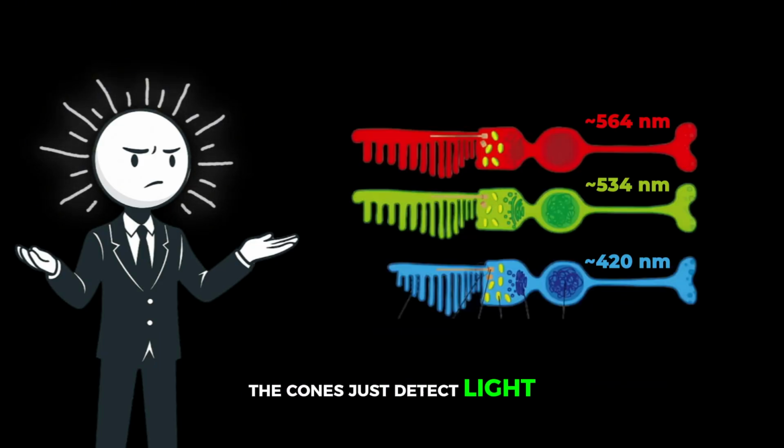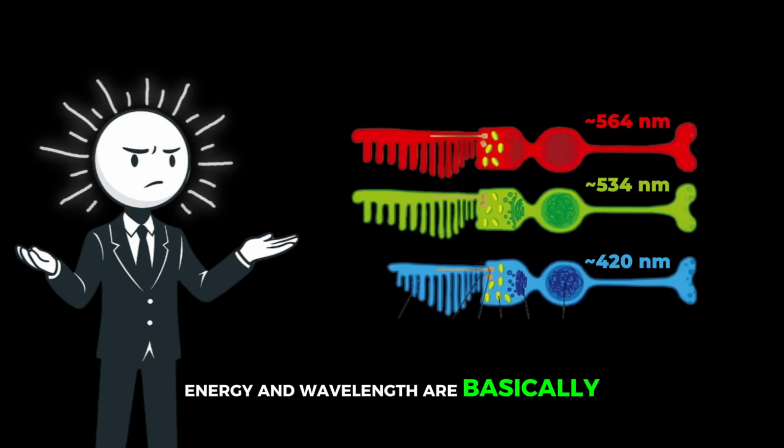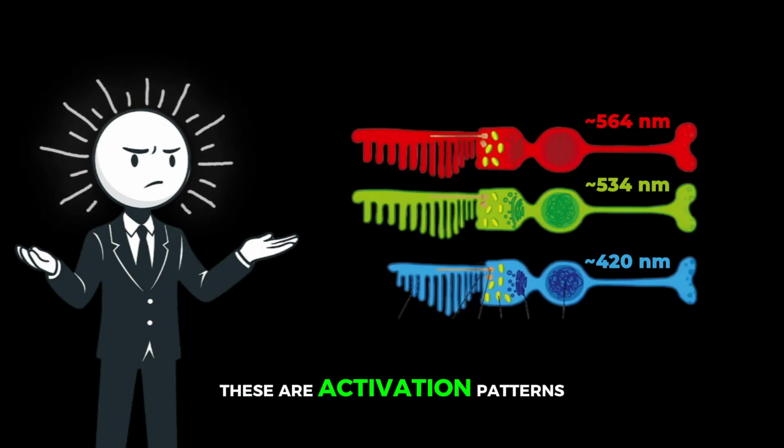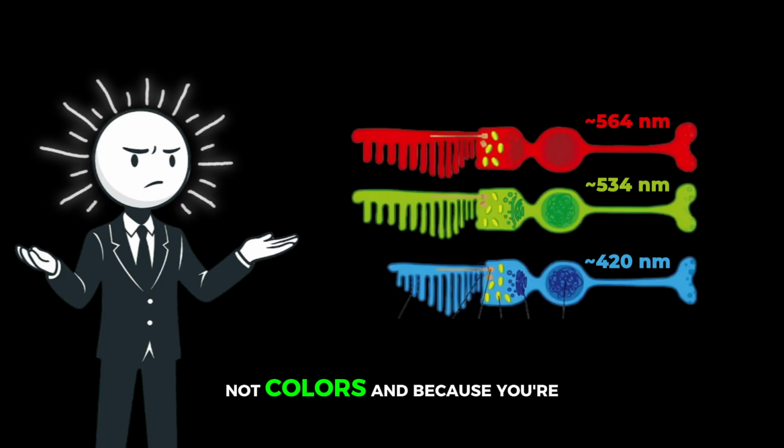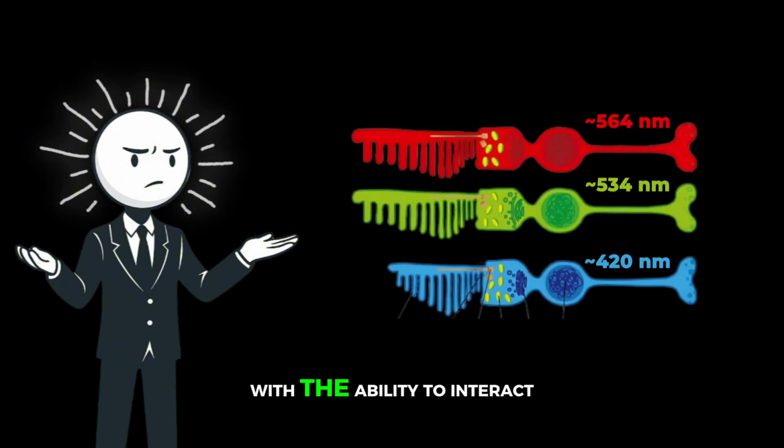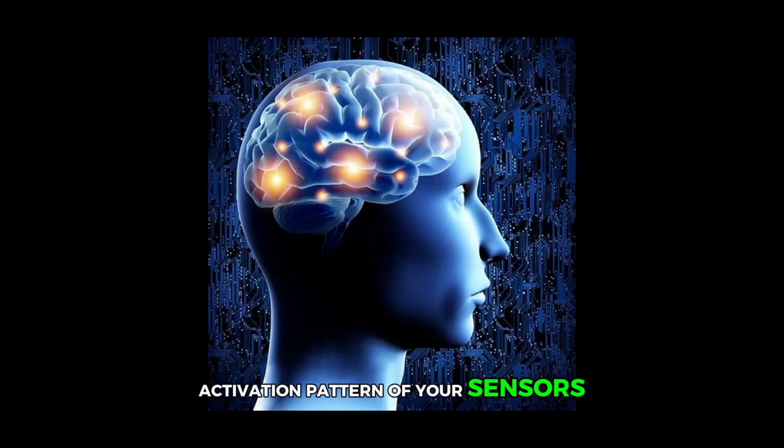The cones just detect light photons, their energy and wavelength. And since photon energy and wavelength are basically the same thing, these are activation patterns, not colors. And because you're a living being, created with the ability to interact with the real world, your visual system was made to deal with natural things: bananas, lemons, apples, nature, not screens. So, yellow is just an activation pattern of your sensors, like orange and all the other colors that aren't pure red, green, or blue.